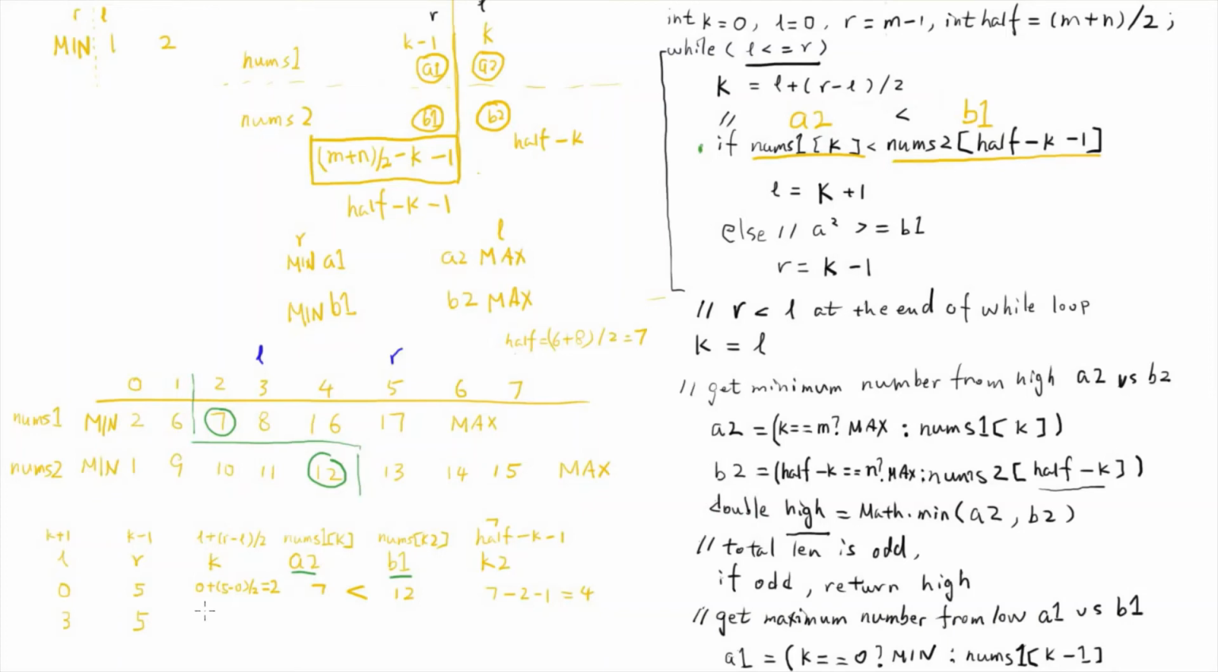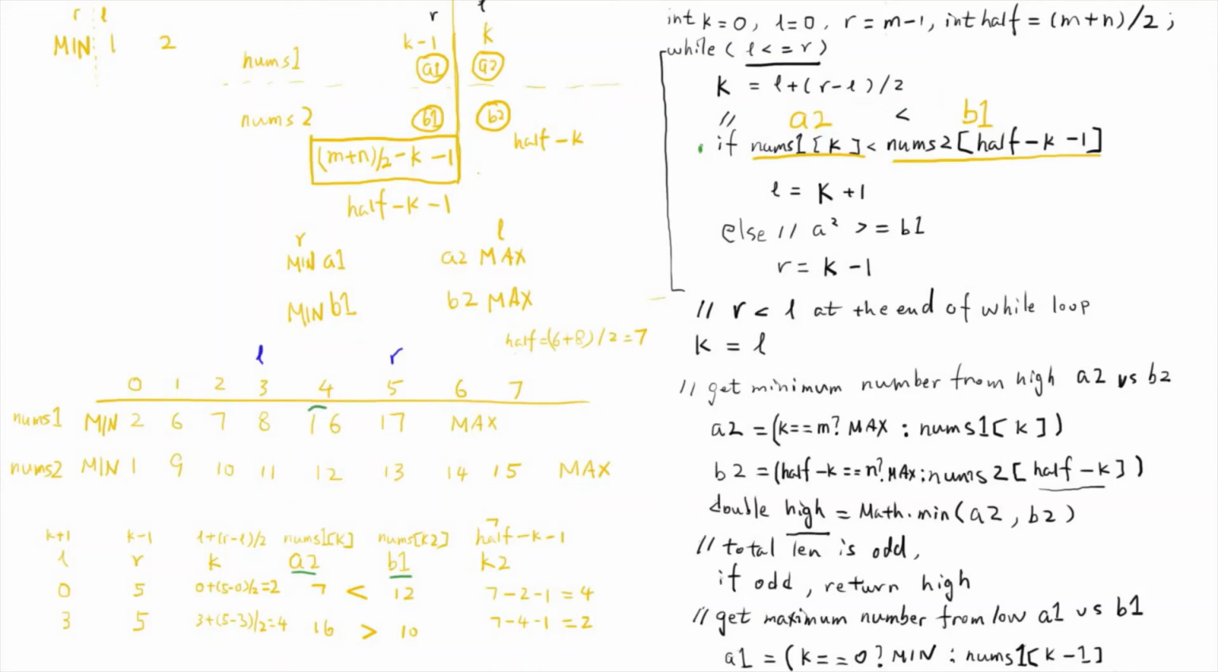And here we calculate the value for k. It will be 3 plus 5 minus 3 divided by 2, which is equal to 4. And k2 will be 7 minus 4 minus 1, which is equal to 2. At position 4, A1 is 16. At position 2, B1 is 10. So 16 is greater than 10.